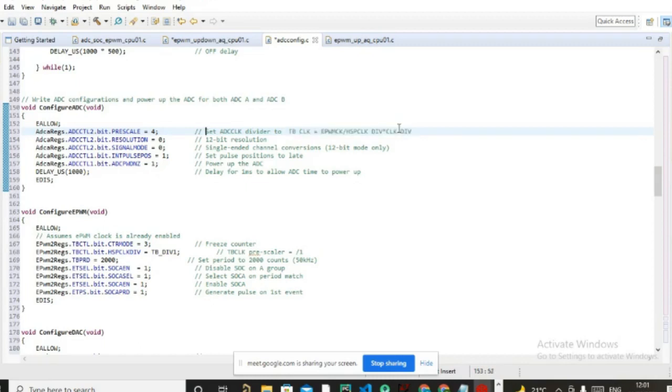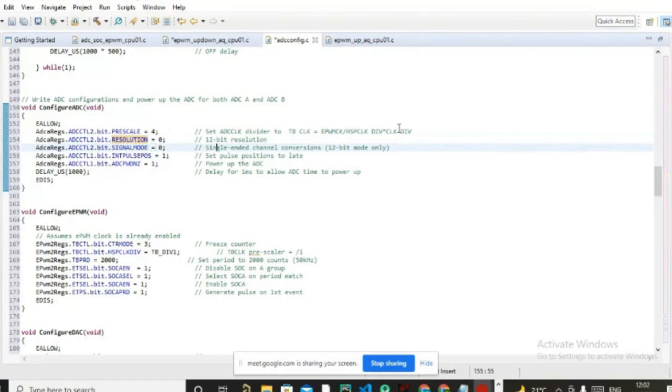Okay, you have to put 4 over here. Then you have a resolution. This is to select your ADC resolution. We are selecting 12-bit resolution by putting 0. If you put 1, it will be 16-bit resolution. Basically we are going for single-ended conversion, so the resolution available to us is only 12-bit. That's why we are selecting 12-bit resolution.